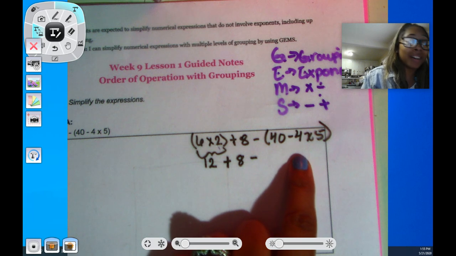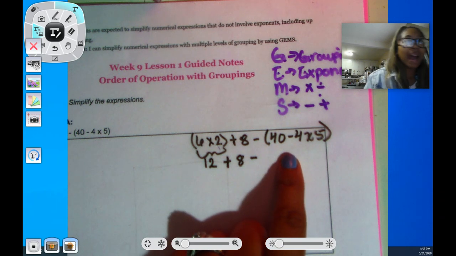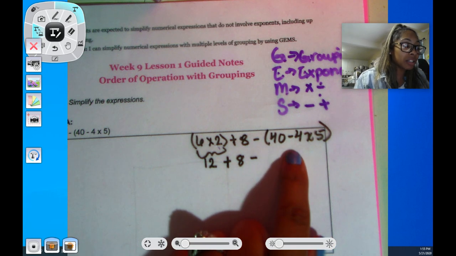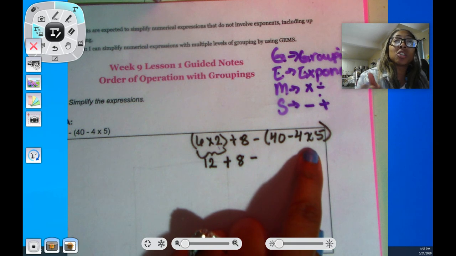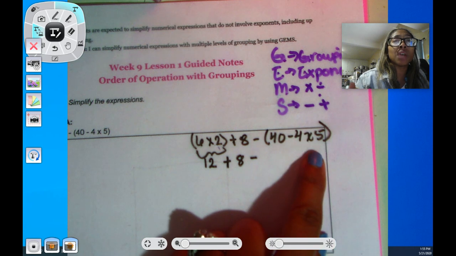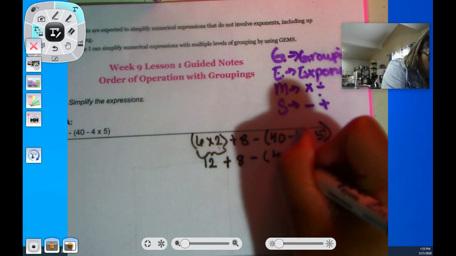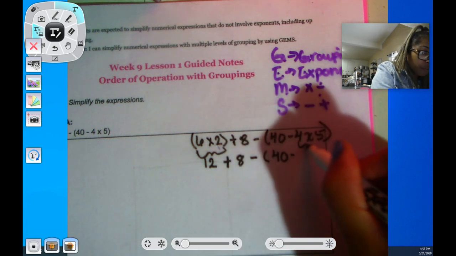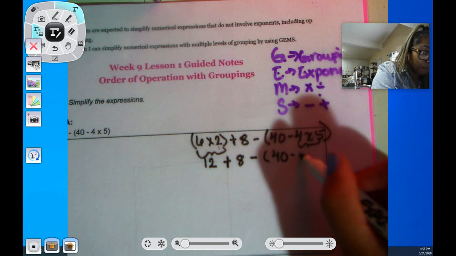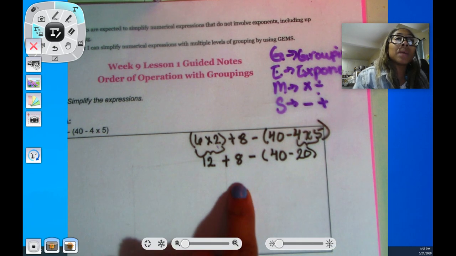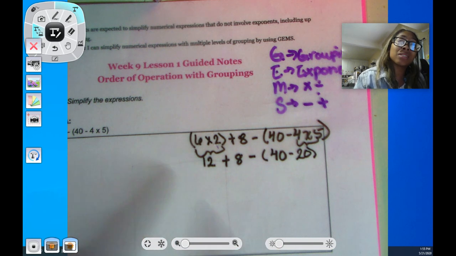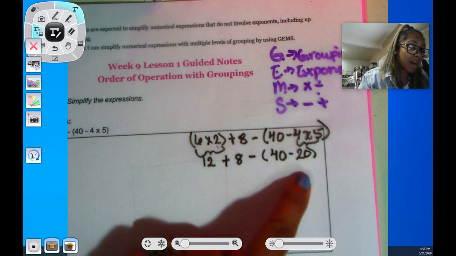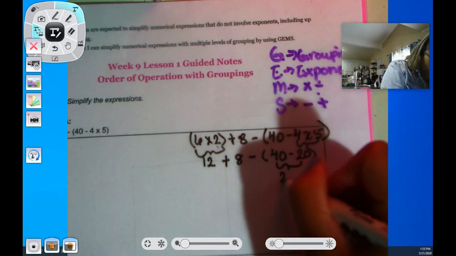So I'm going to rewrite this expression now. And when I look inside my parentheses for this second grouping, I see that I have 40 minus 4 times 5. Well, I have to think about my order of operations. Multiplication has more power than subtraction, so we're going to do that first. So I'm going to rewrite this as 40 minus, and then evaluate 4 times 5. That is 20. Clearly we have not finished with this grouping, so we have to finish evaluating what's inside the grouping before we can move outside of the parentheses. So now we're doing 40 minus 20. You're right, that gives us 20.